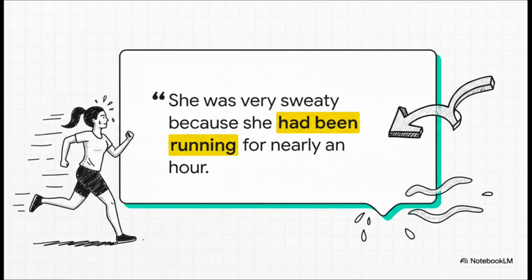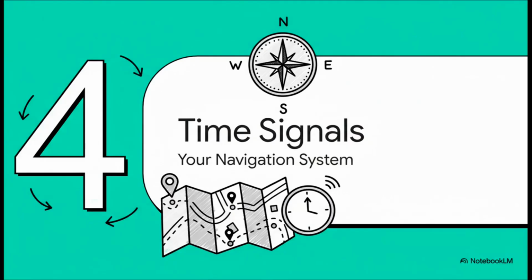We have the result. She was sweaty. And the past perfect gives us the reason for that result, the earlier action of running. So it's not just telling us, first she ran, then she was sweaty. No, it's creating a direct, logical link. The running is the cause of the sweatiness. That's some next-level storytelling.